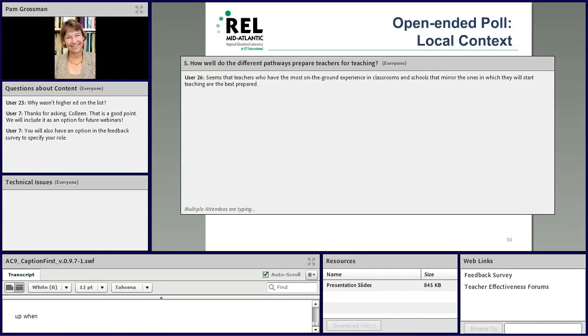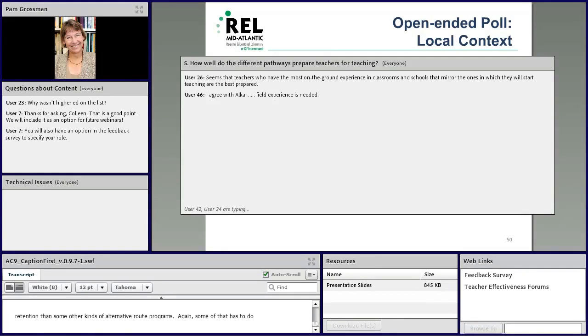And Pam, has there been any research on how well those teachers are retained or are satisfied with the position, you know, once they have a few years under their belt? Well, again, the early work on residency programs suggests that they have higher retention than some other kinds of alternative route programs. Again, some of that has to do with selection.